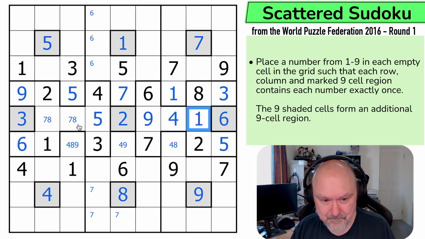Anyway, these are 1, 2, 3, 4, and the 1 is making this the 4 and this the 1. The 4 makes this the 8, taking 8 out of there.